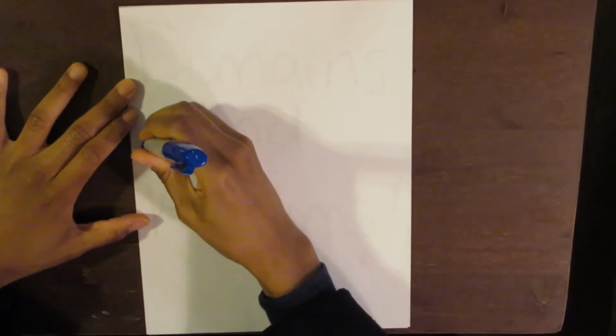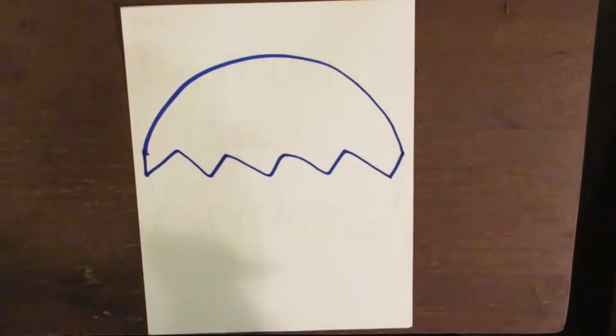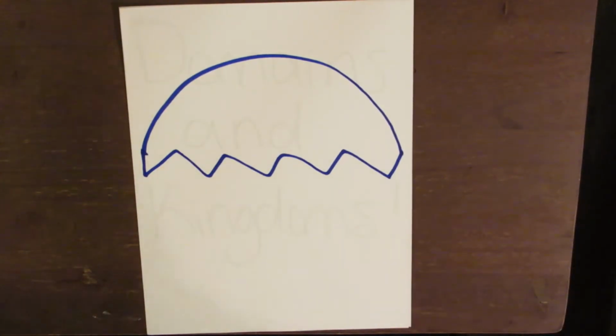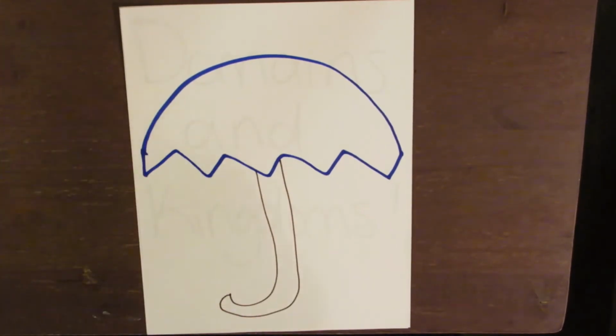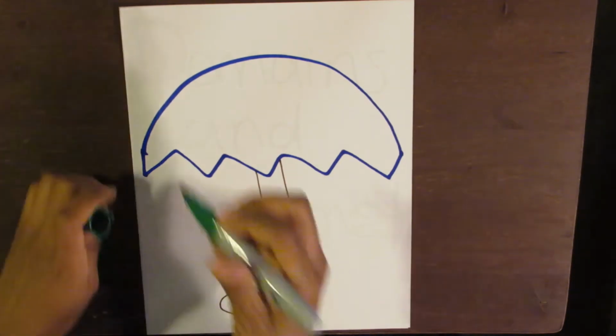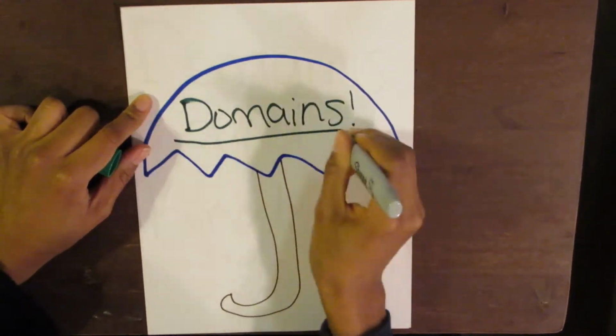So the first thing that I am drawing is a giant umbrella. And the reason that I'm drawing this giant umbrella is because when I think of domains, I think of a giant umbrella. Domain is basically the giant umbrella that all of the organisms, like literally all of the organisms, fall under.